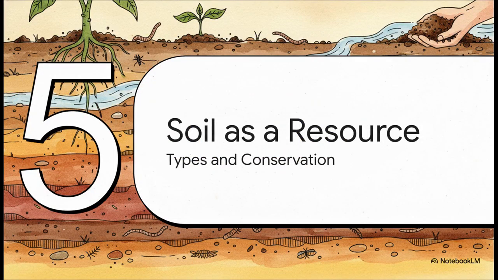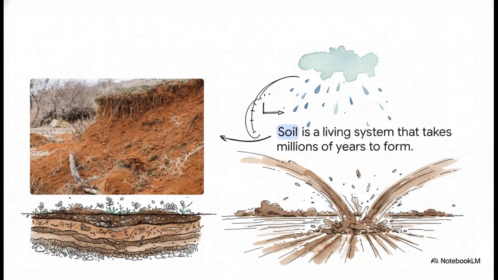Next up, let's zoom in on something we take for granted every single day. Section 5, Soil as a Resource. It's actually our most important renewable natural resource. We so often just treat dirt like it's nothing, but soil is a living, breathing system. It literally takes millions of years for nature to form just a few centimeters of topsoil.